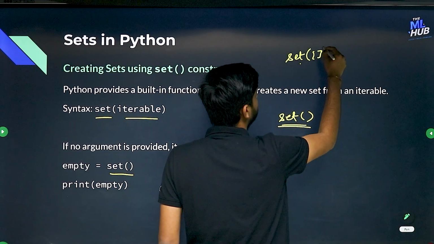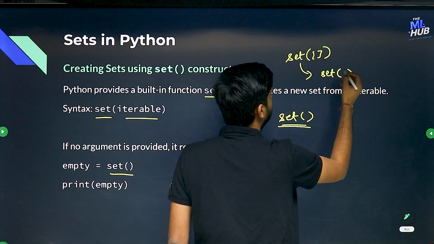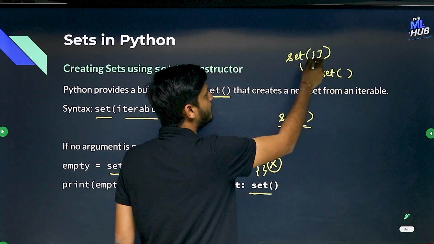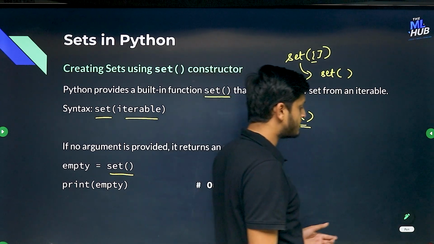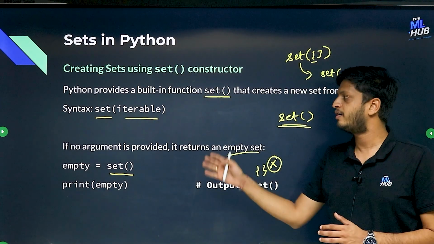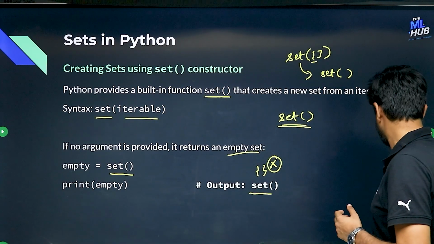And even if you pass an empty iterable, that will also work. Let's say I pass an empty list. This will also create an empty set. This and this are equal because here the iterable was empty, so when you convert it into a set, it will be an empty set. Okay. So this is how you can create an empty set or any set using the set constructor in Python.